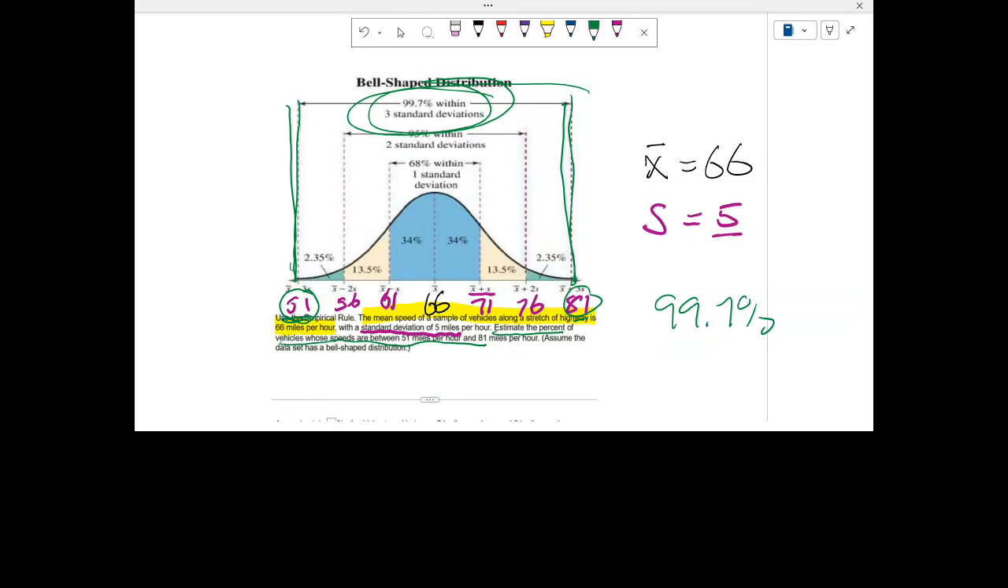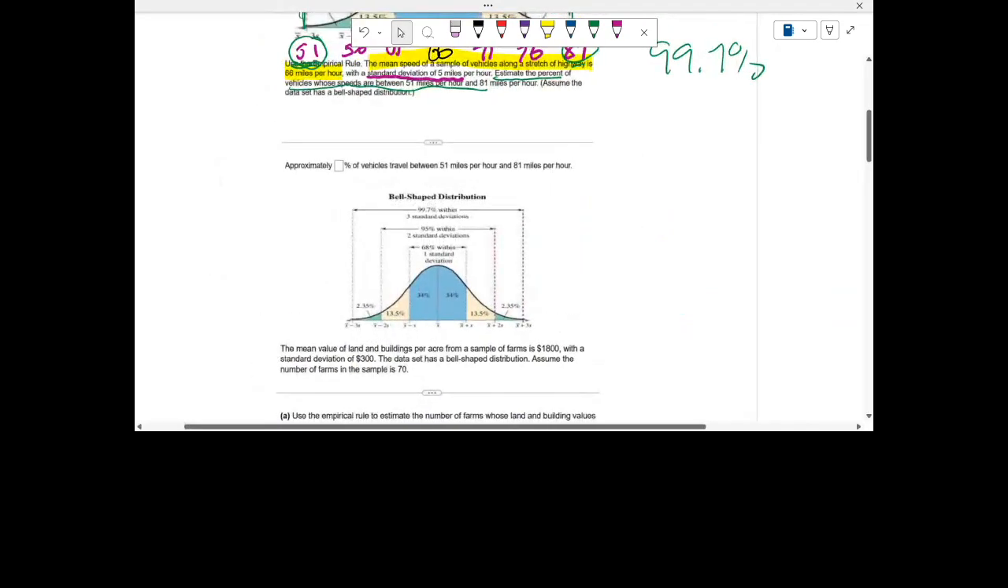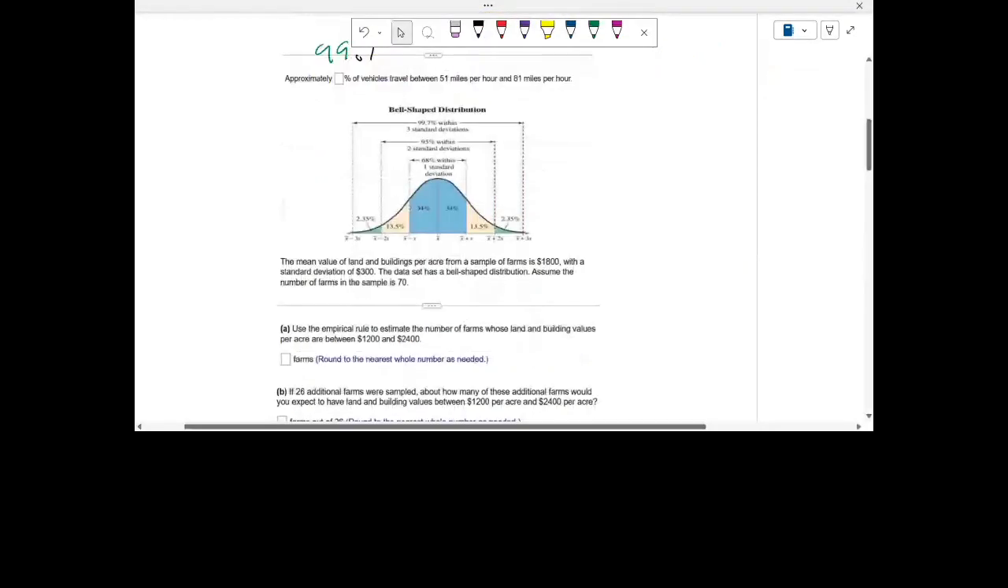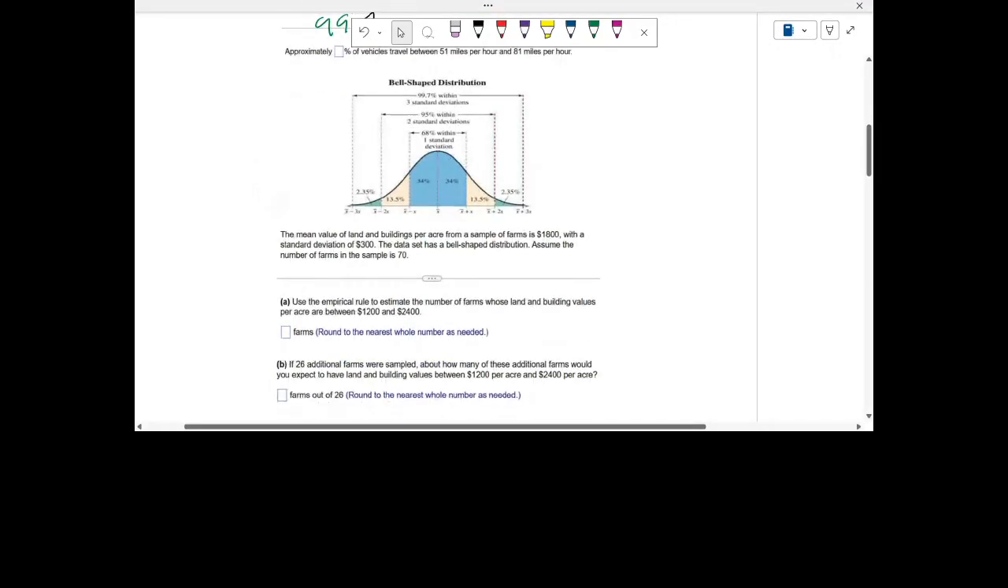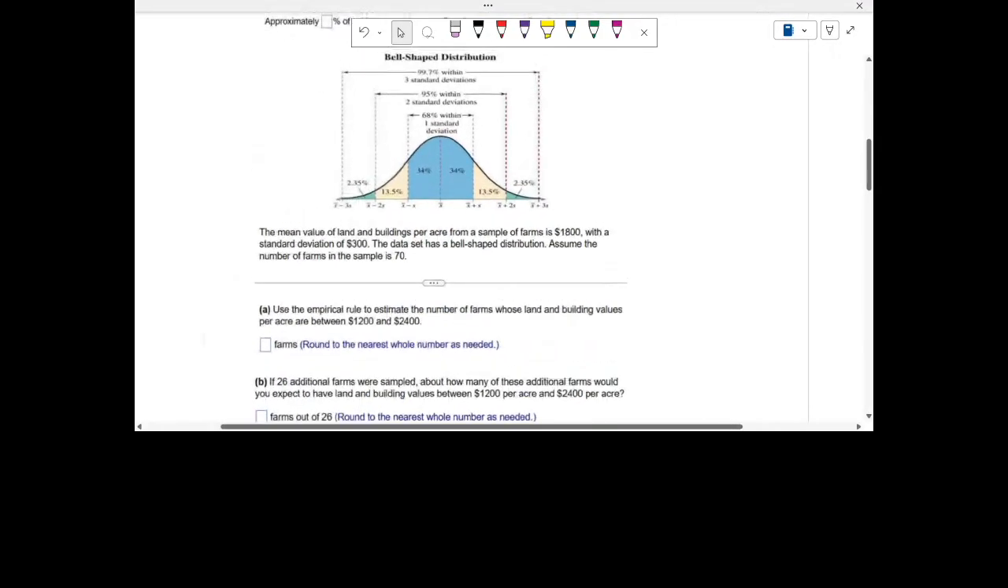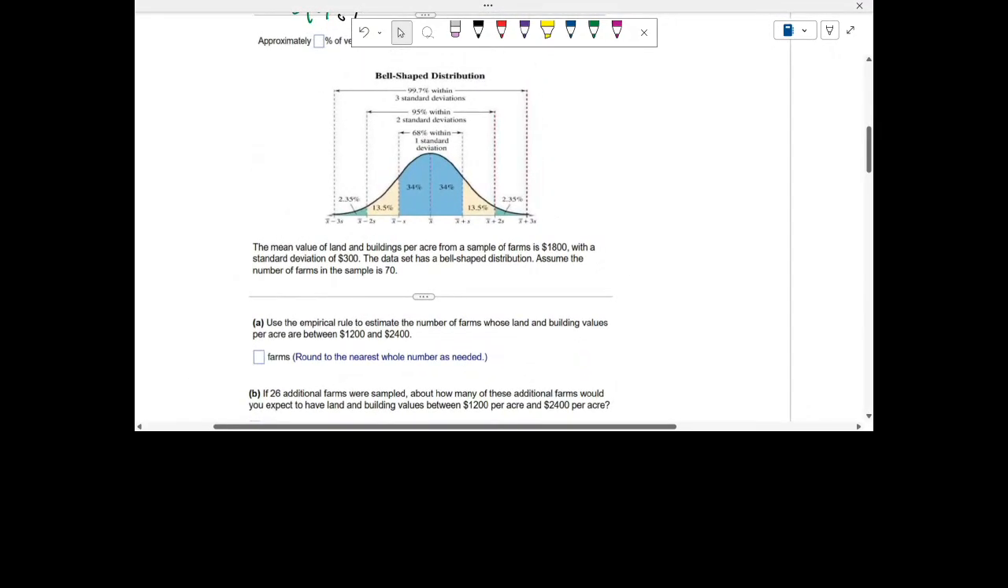Look, let's try another one. Okay. Oh, so there, I'm sorry, the answer was right here, 99.7. So that's what I'm going to write. Boom, 99 point 7, right? The percent sign is already there. You don't got to write it. All righty. Let's do this, y'all. Let's look at this guy. Okay. Let's take a look.